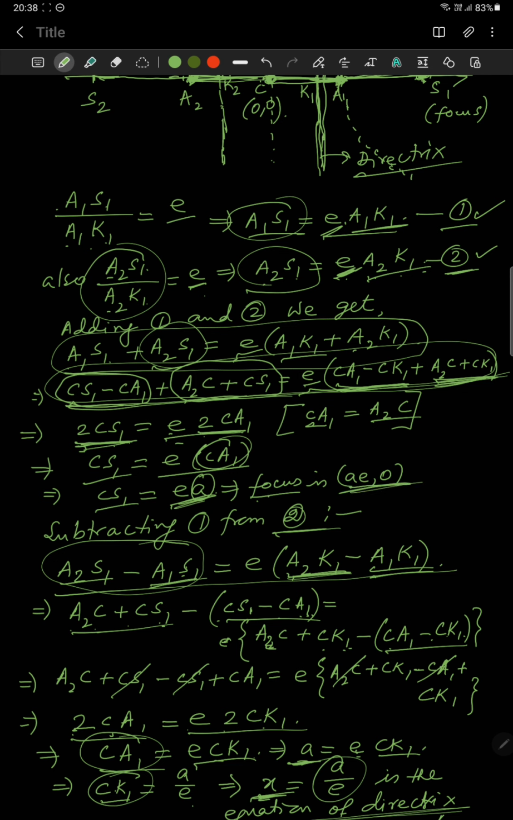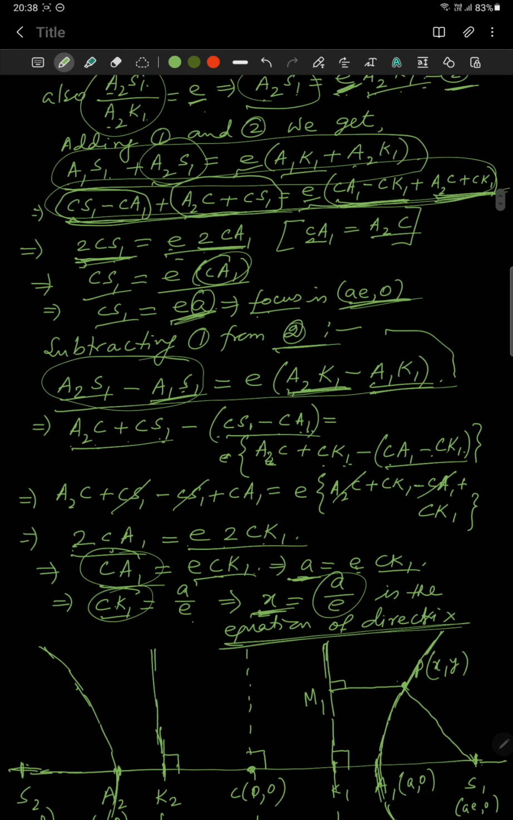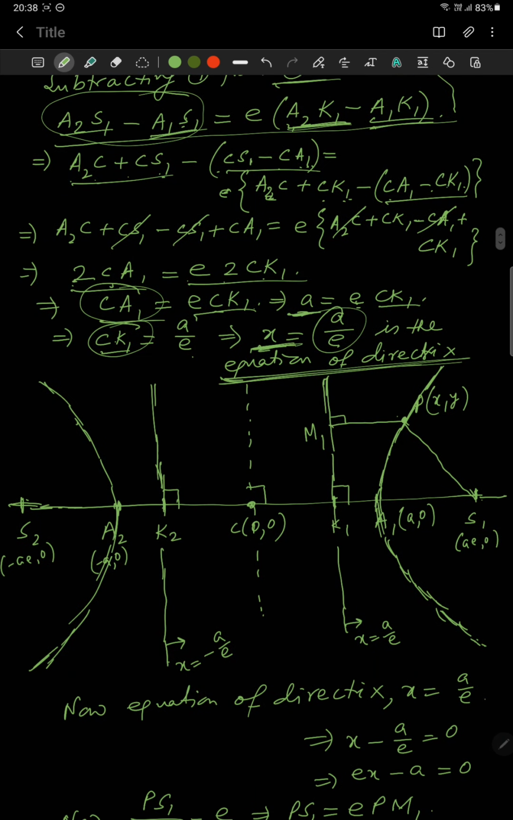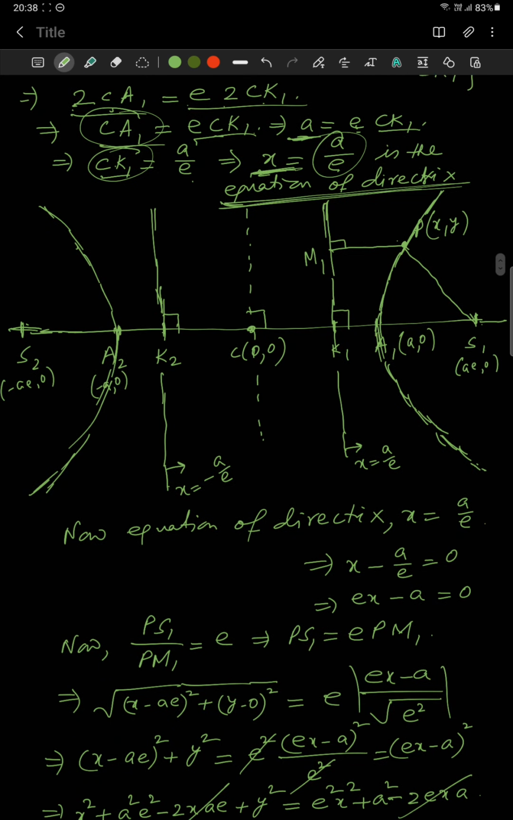Alright, and after subtraction, what we are getting is the equation of the directrix. X is equal to A by E, which is what I have explained you already. Now coming to the diagram once again. Equation of directrix, this x is equal to A by E. From that, if this A by E is brought to the left hand side, then we are getting x minus A by E is equal to 0. So the equation of the directrix can be written as Ex minus A is equal to 0.